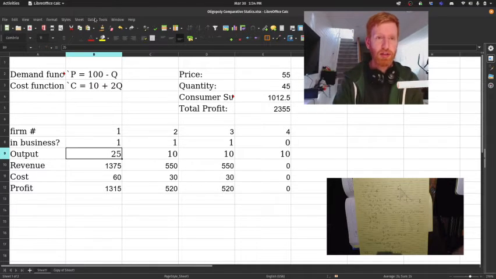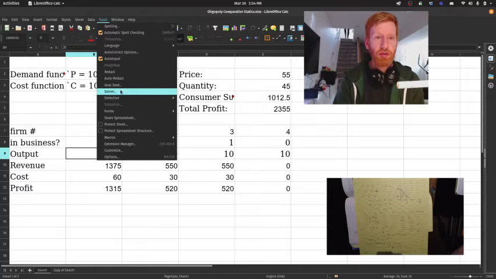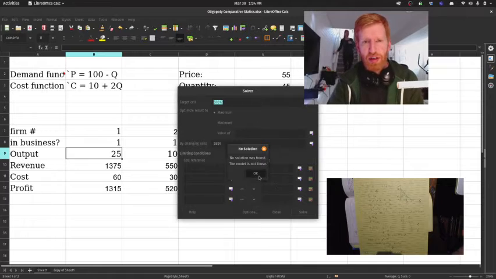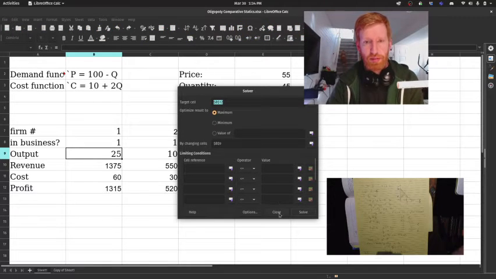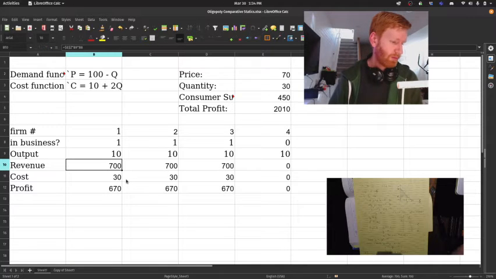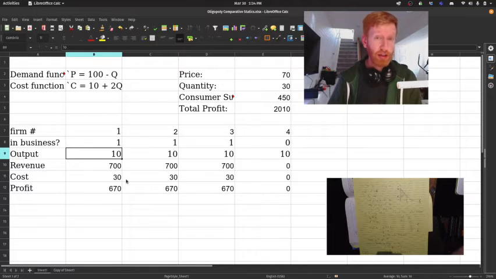Let's try it like this. Knock their production down to 10. Do the same thing. Hit solve. All right, this is not working. Maximize profit by changing the output. That should do the trick. Huh. All right, well, I take it back. Solver isn't the key thing here anyways. So let's move over to the calculus, over to the algebra and finding this a different way.